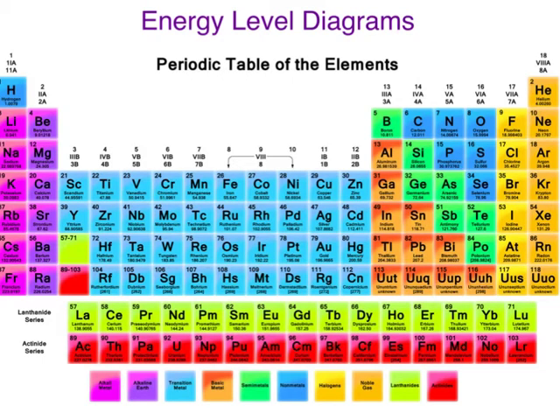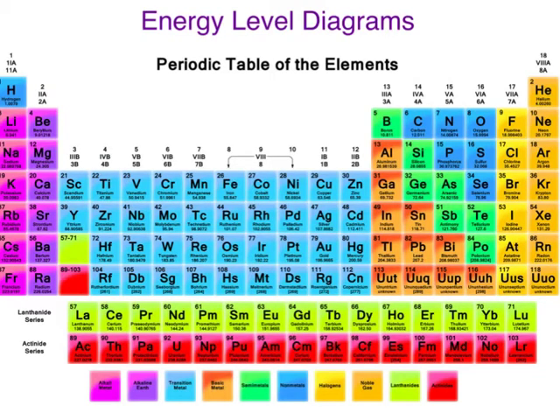Welcome to Monochemistry. Today we're going to look at energy level diagrams. The first thing we need to do before we can actually do an energy level diagram is look at the periodic table and refresh our memory as to what valence electrons are. So just refresh your memory.